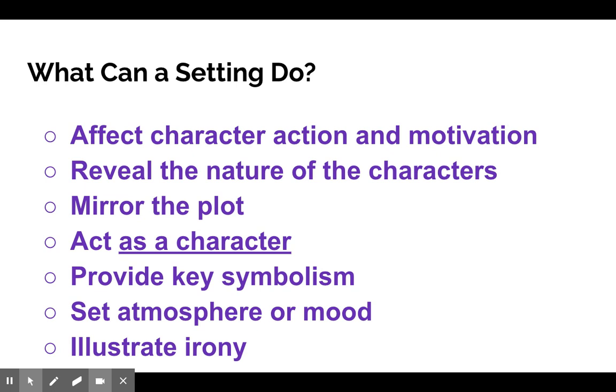Also think about something like The Great Gatsby, where you have that green light at the end of the dock. That green light is part of the setting, but it also turns into so much more. It becomes evocative. It becomes a part of the thing that Gatsby actually uses as a way to get Daisy back, or at least to think that he gets Daisy back. And then finally, it also sets atmosphere and mood and can oftentimes illustrate some degree of irony in a story as well.